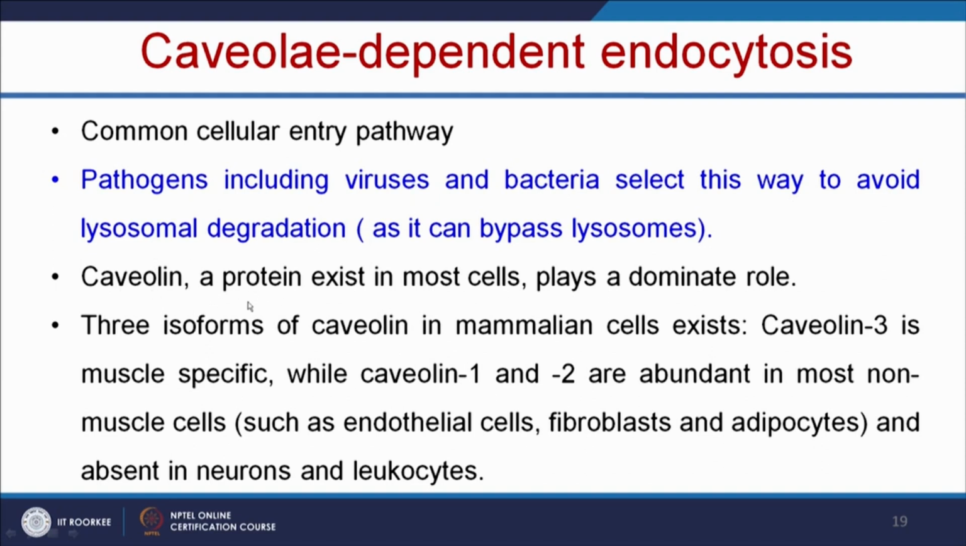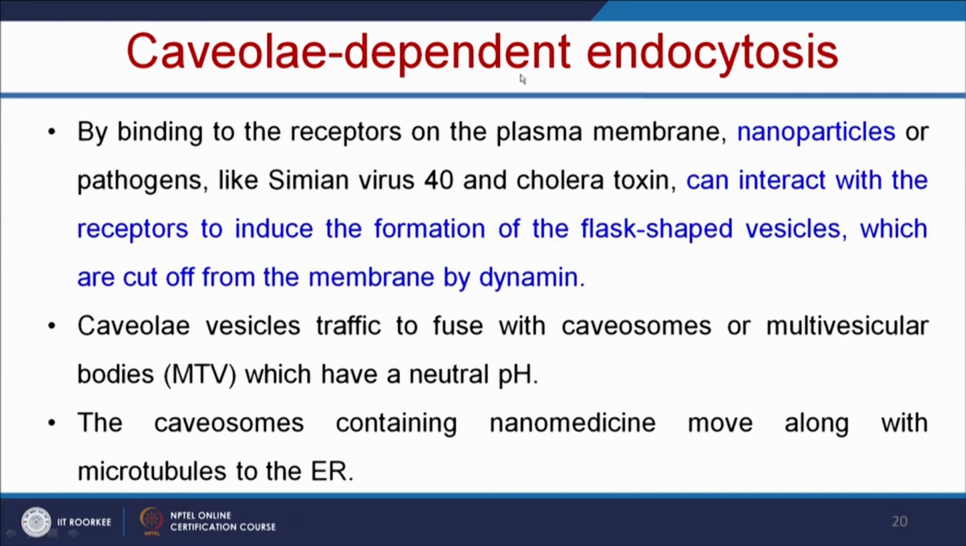Here, caveolin is a protein that exists in most cells and plays a major role in caveolae dependent endocytosis. There are three forms of caveolin, caveolin 1, 2 and 3, and depending on the cell and the application, this protein plays a major role. Let us see the caveolae dependent endocytosis in detail. Once the nanoparticles or the virus come and interact with the receptors, that will induce the formation of flask shaped vesicles.